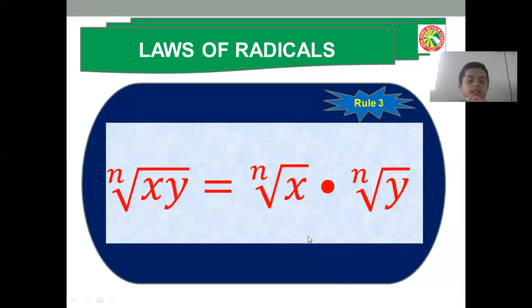So for rule number 3, this is the product of radicals. If you have the nth root of x times y, it involves a product of x and y, so it can be separated individually. So the nth root of x, and the dot here is times the nth root of y.